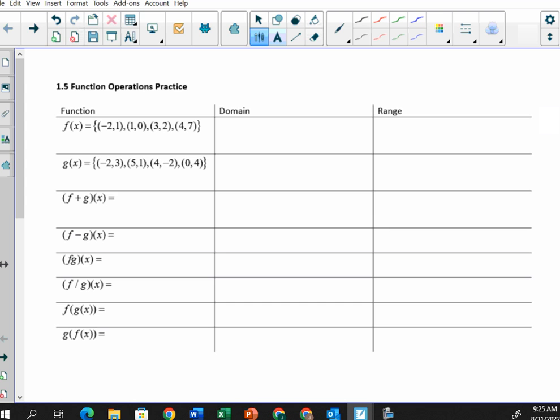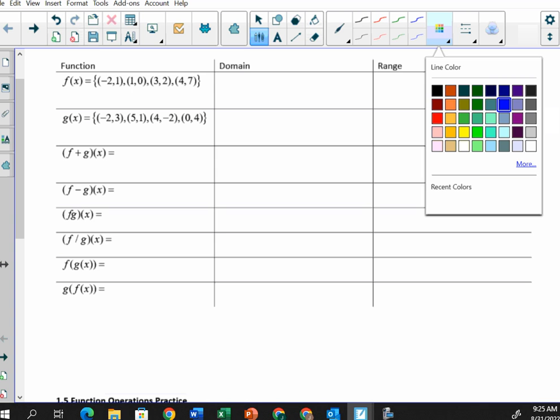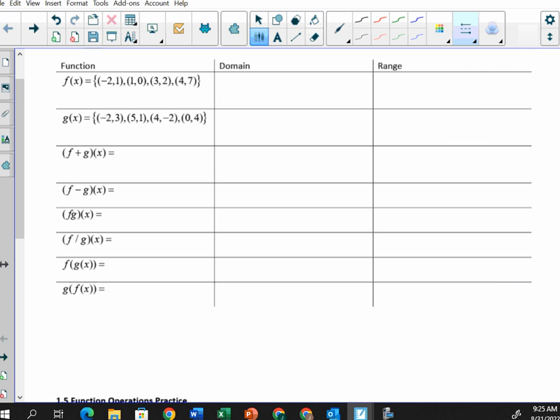Good job. Okay, guys, we have 15 minutes left. Let me get through this with you. It looks scarier than it is. The first one here, I've given you this function f of x, and it's literally just 4 points. That's it, it's 4 dots. So you can just use those domains.